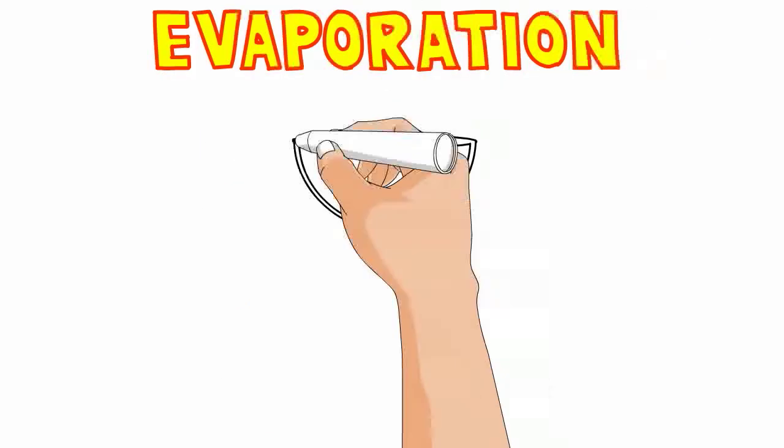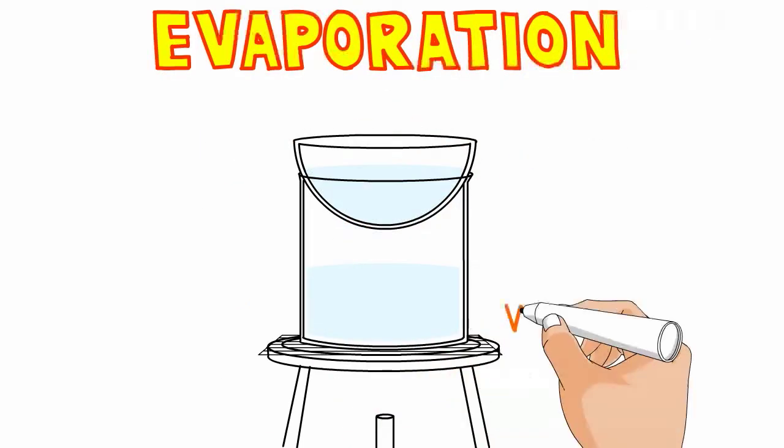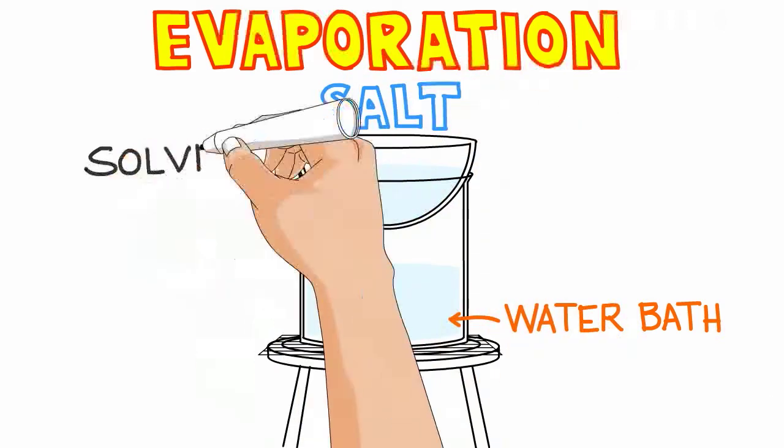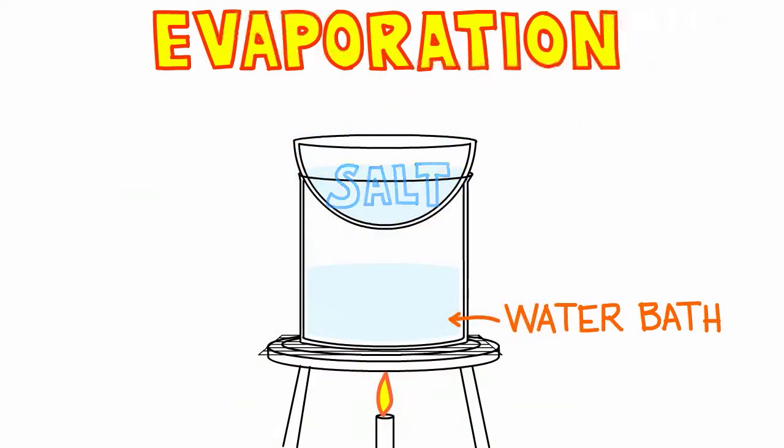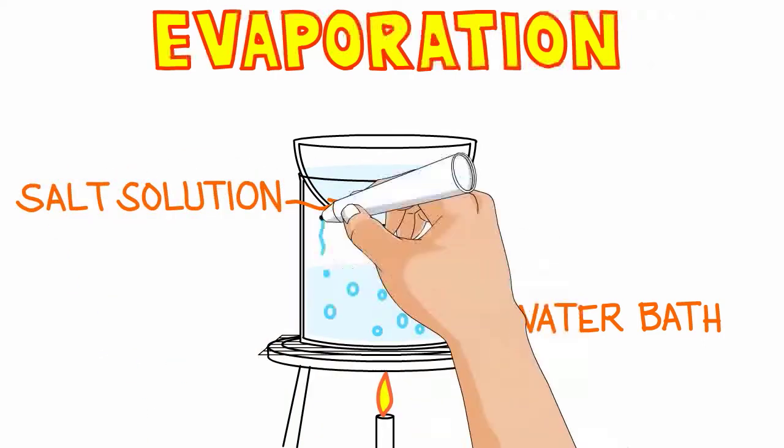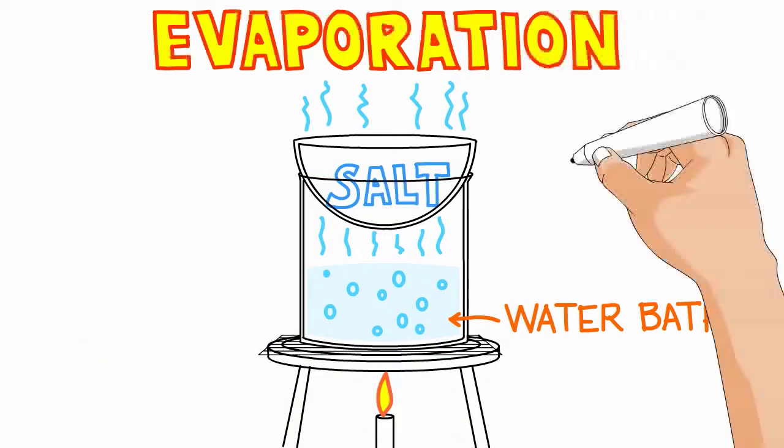Evaporation. Evaporation can be used to separate a mixture of a soluble solid from a liquid by boiling off the liquid. A soluble solid is one that dissolves. The solvent is evaporated off, leaving behind the solute.